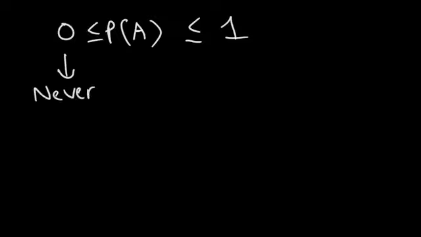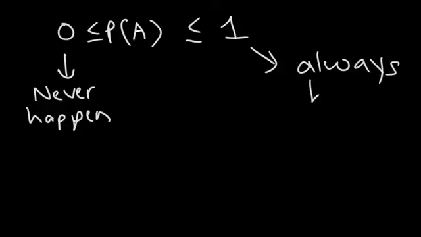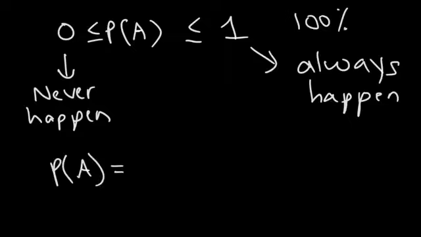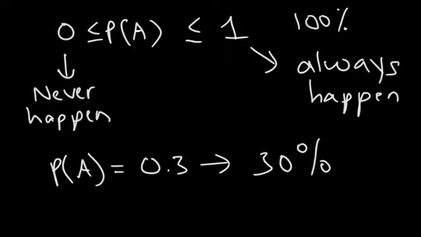Now, the probability of an event occurring is always between 0 and 1. If the probability is 0, this means that this event cannot happen. It will never happen. Now, if the probability is equal to 1, that means that the event will always happen. It also means that it has a 100% chance of occurring. If the probability of an event occurring is, let's say, 0.3, 0.3 times 100 is 30%. So it means that it has a 30% chance of occurring.